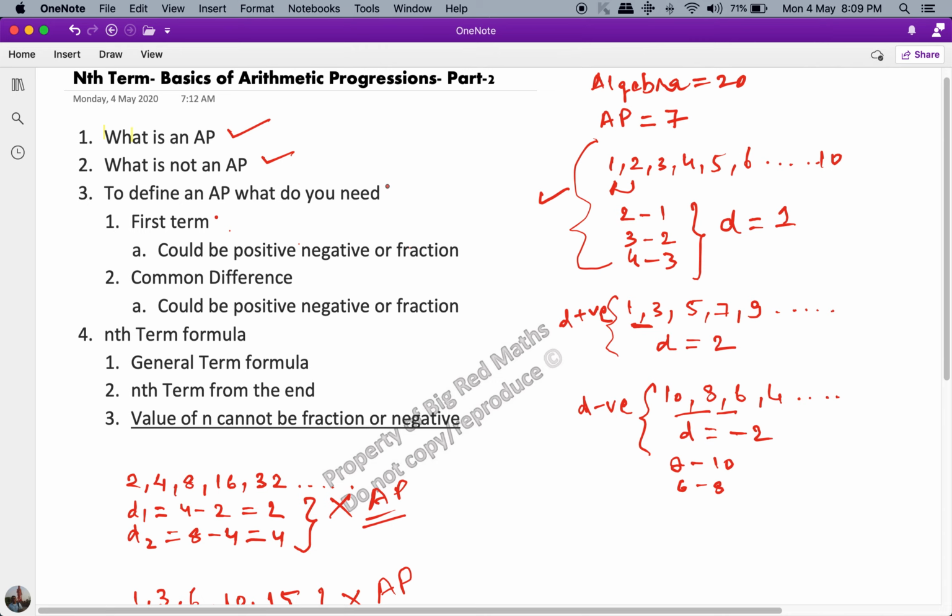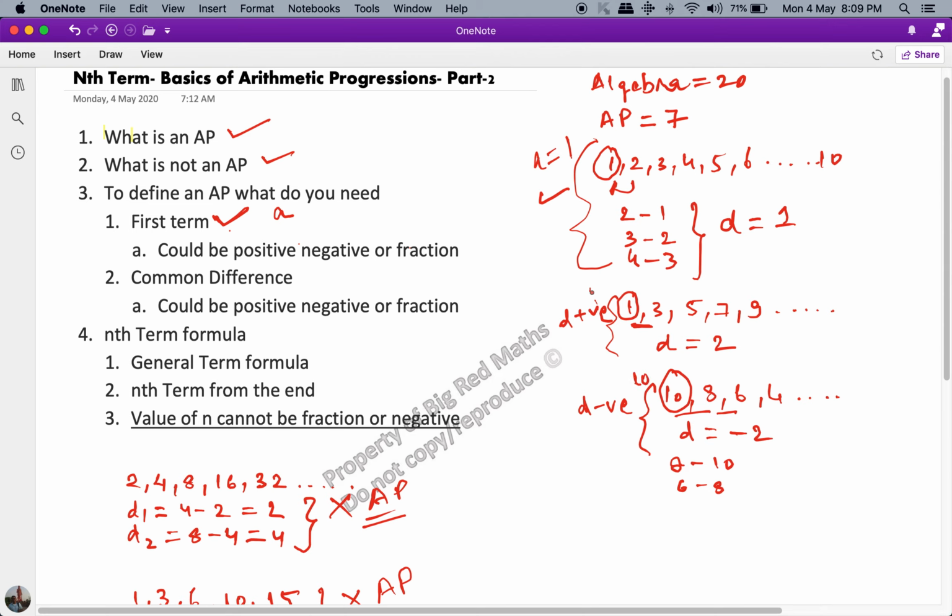Now, if you have to define an AP, what do you need? You need to know where the series starts, which is called the first term. Generally, the first term is denoted by the variable A. To define an AP, you need to know the first term so that you can start writing the AP. In the examples that we did, the value of A is 1, here again 1, and here 10.